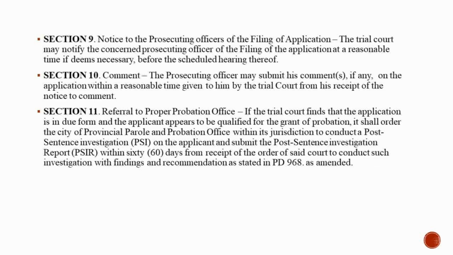Section 9. Notice to the prosecuting officer of the filing of an application. The trial court may notify the prosecuting officer of the filing of the application at a reasonable time, if it deems necessary, before the scheduled hearing thereof.